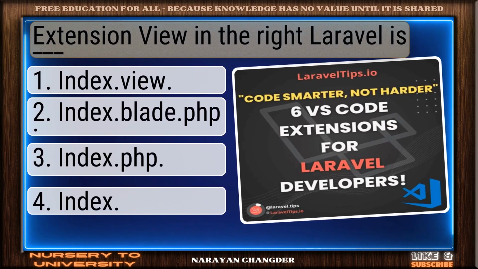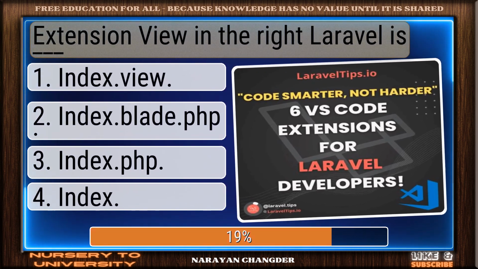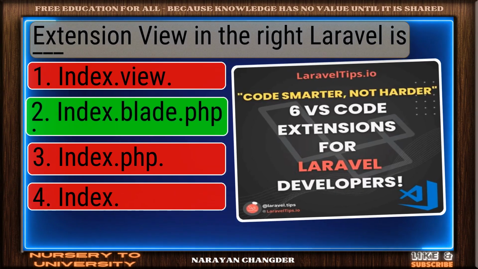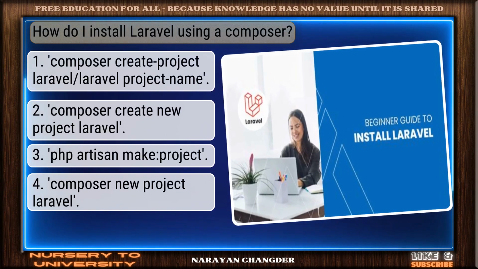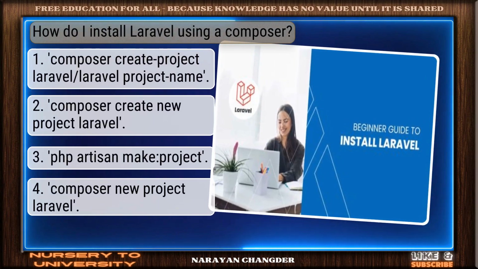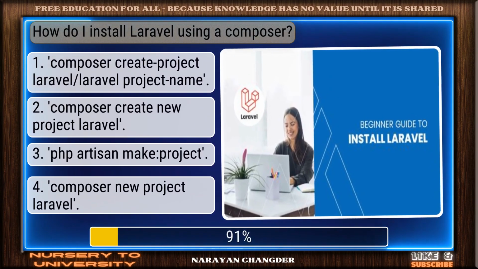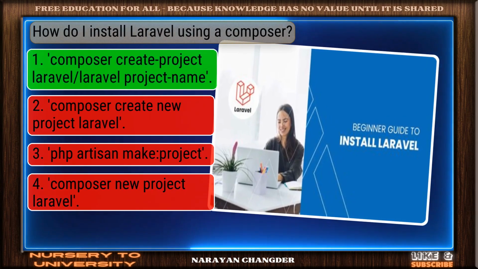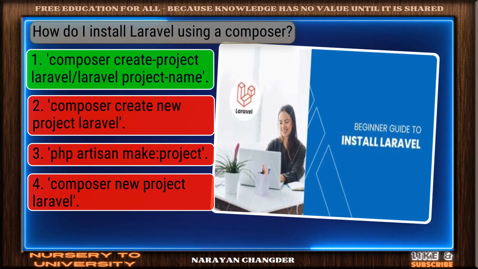Question number 27. Extension view in Laravel is dash. Nice selection, index.blade.php is the correct and valid answer. Question number 28. How do I install Laravel using composer? Great thinking. Composer create-project laravel/laravel project name is the right choice.